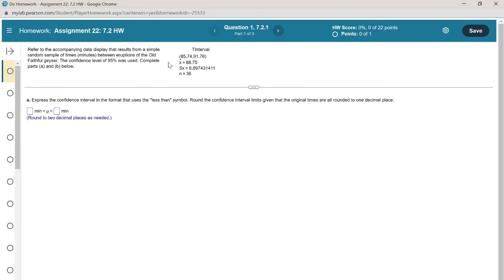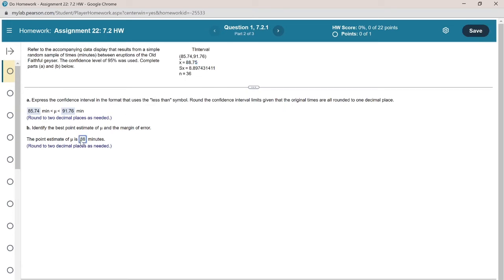Okay, so this is the actual confidence interval. Whenever you write down the lower value for the confidence interval, that is 85.74, rounded to 2 decimal places, and the upper value you just copy from the given information. Identify the best point estimate of the mean. The point estimate of the mean is the sample mean. That's the best point estimate of the mean.